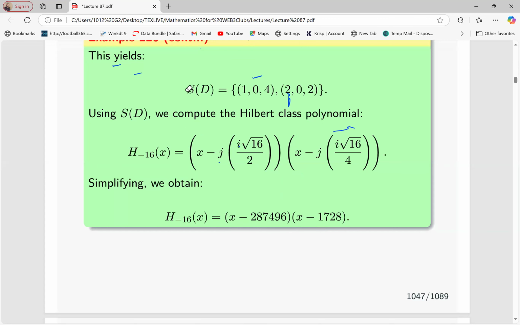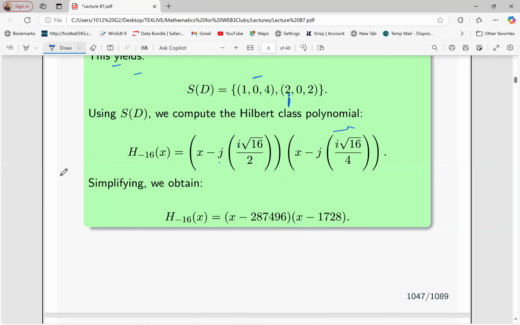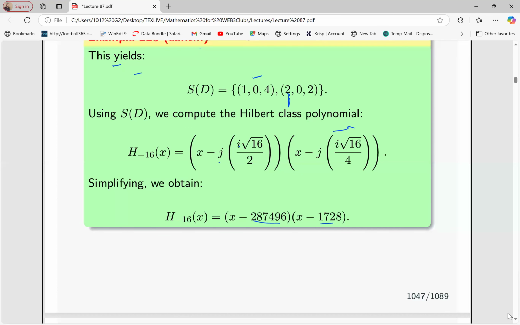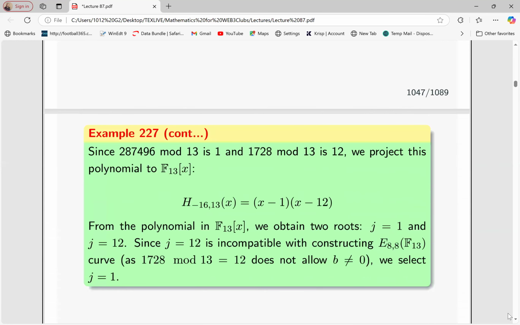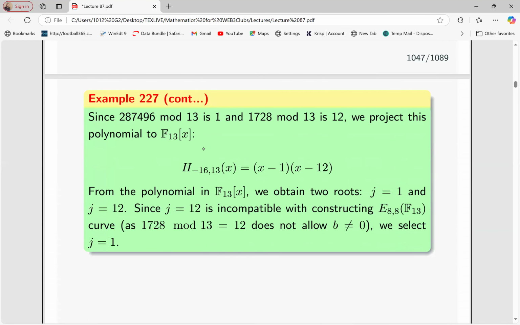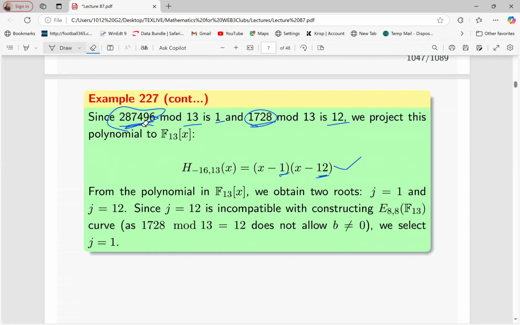So the only thing we need to do now is to reduce these integers mod 13. When you reduce them mod 13, this one gives a remainder of 12. This one gives a remainder of 1. So instead of this number, I'm writing 1. And instead of this number, I'm writing 12. This is now my Hilbert space polynomial, the reduced one.